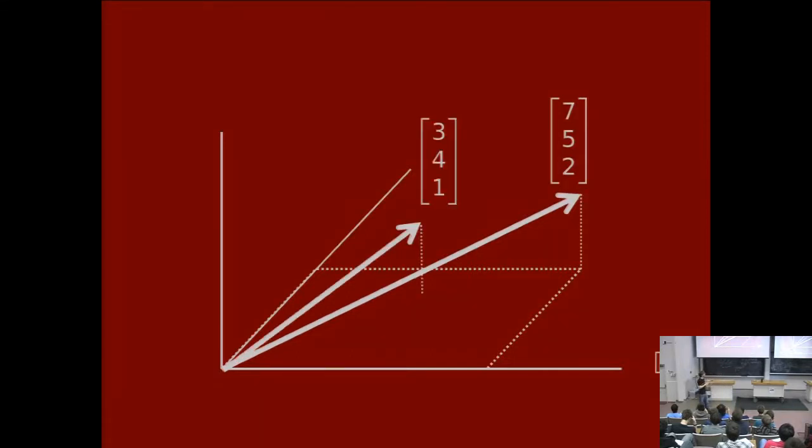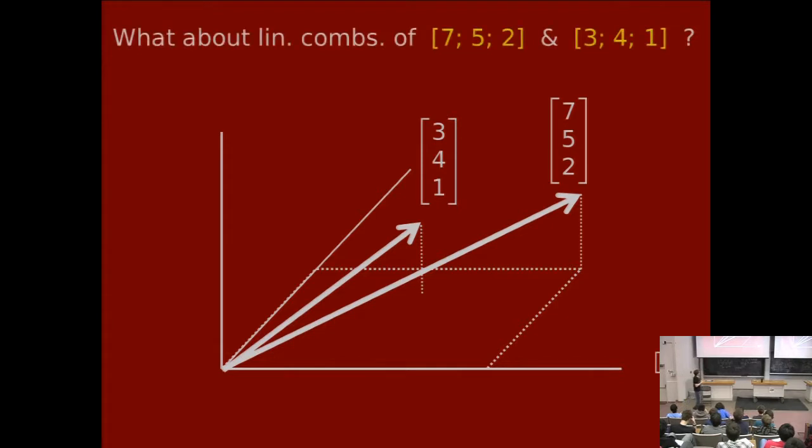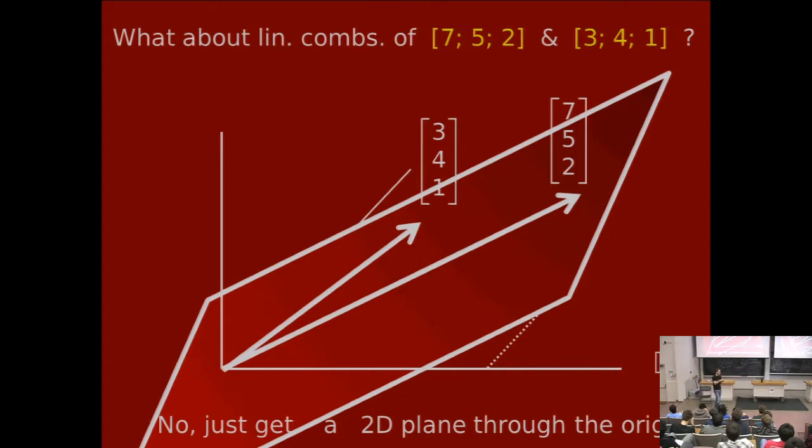Okay, I'll give you another vector, 3, 4, 1, which is out here. So what do I get if I take all linear combinations of these two vectors? Yeah, if you haven't seen it before, maybe it's not so geometrically clear, but if you imagine the plane that contains the two of them, you can never escape that plane by adding up scalings of these two vectors. So you just get all vectors in this two-dimensional plane.